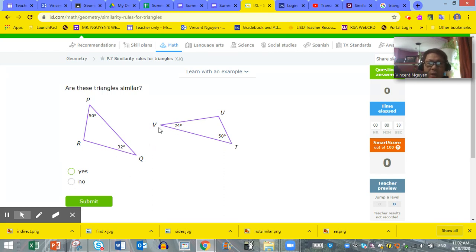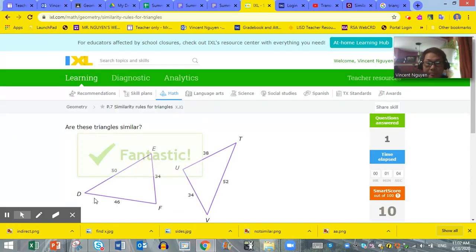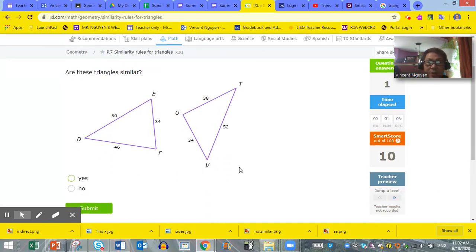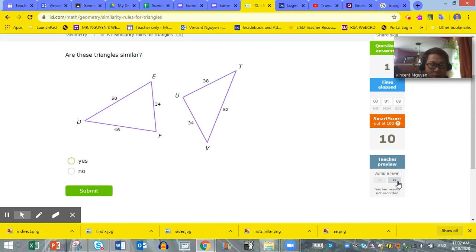Now, usually, if the angles look the same, I would say, okay, go ahead and find out what U is, go ahead and find out what R is. But as you can see, these two triangles are not similar to each other. So as long as one of the angles is not congruent, then the triangles are not similar. So I'm going to hit no. Submit. All right. So now I can jump level.